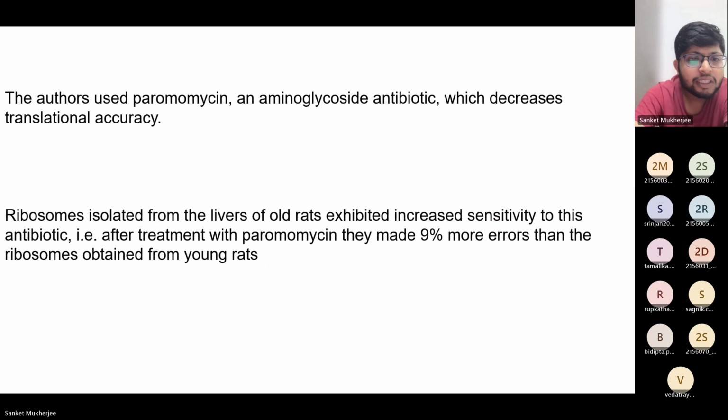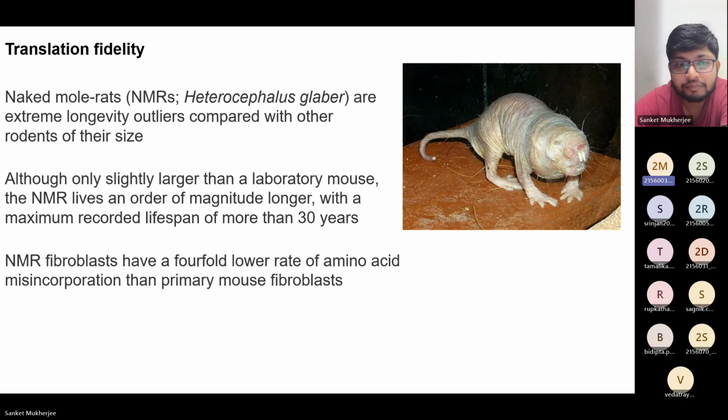In a study, the authors... Sir, could you please show the previous slide once? Yes. Here the elongation, it's only a twofold decrease in elongation that causes the aging. What is the meaning of twofold? Twice, 2x. Let's say X is the elongation rate, then X by 2 will be the elongation rate in aged cases. So that is a twofold decrease. Okay, thank you, sir.